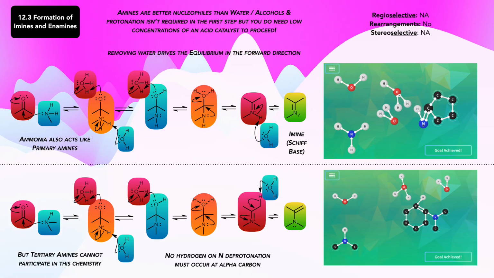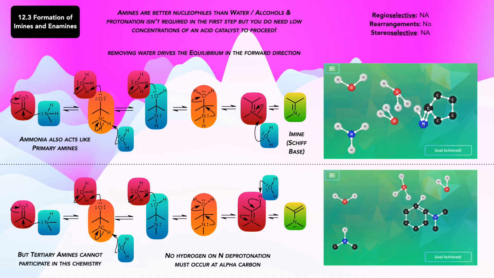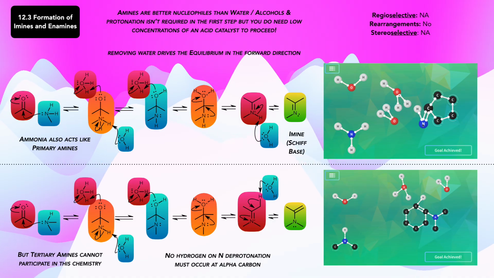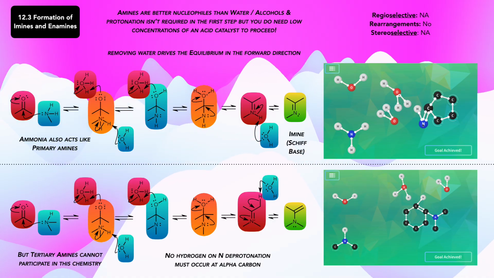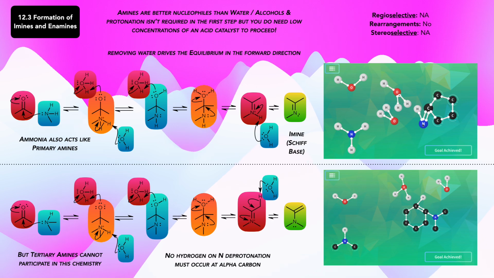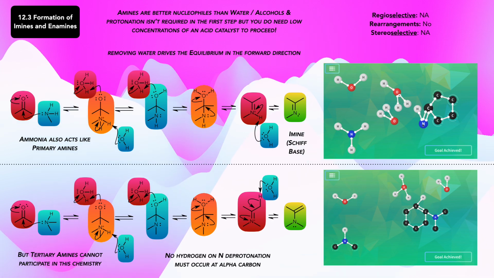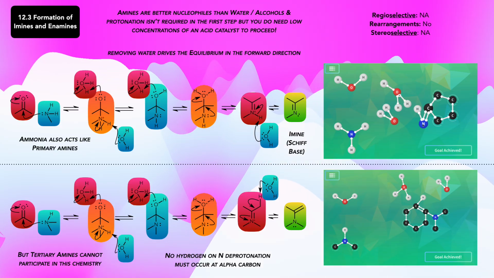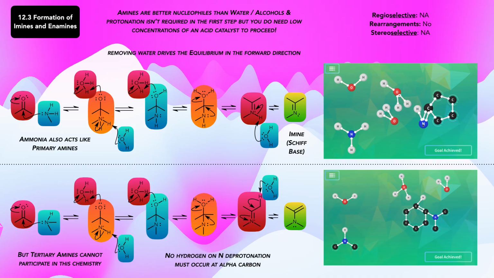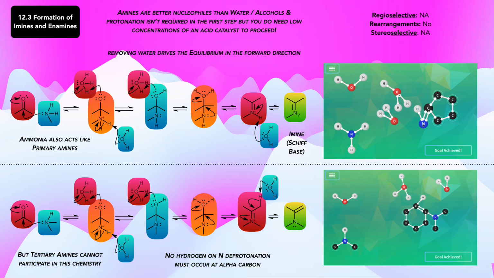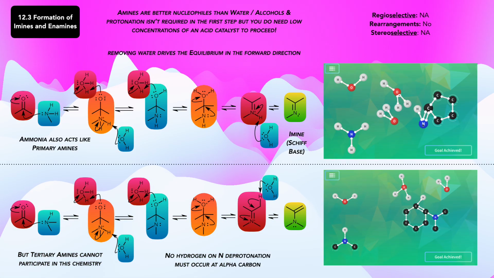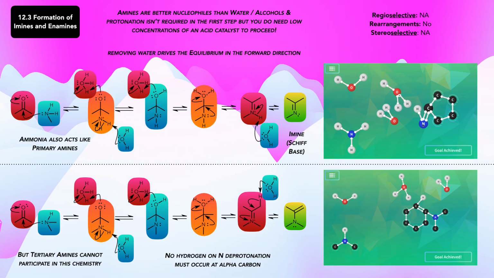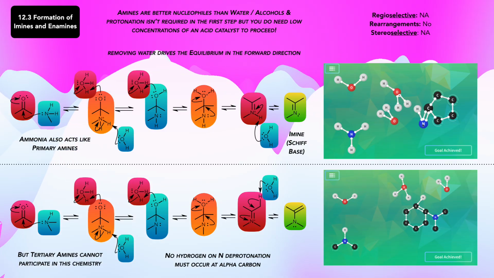For secondary amines, we form enamines. There is no nitrogen to hydrogen proton available to eliminate. So deprotonation must occur at the alpha carbon, and we form a carbon double bond carbon with a single bond to nitrogen. This is an enamine, and this is controlled by sterics and the ability to form conjugation. However, for tertiary amines, there is no nitrogen single bonded to hydrogen, and therefore this cannot proceed. It is fully stopped.